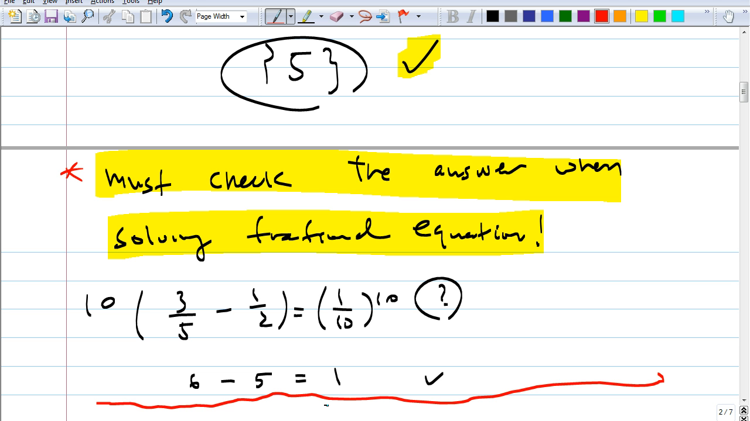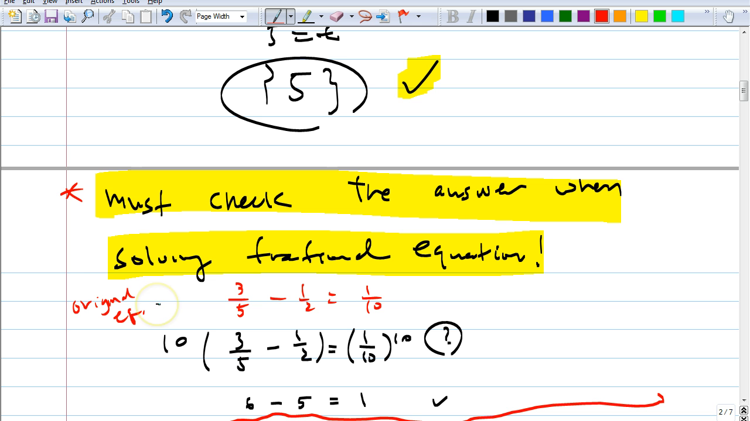So whenever you multiply both sides by some variable, you've got to check the answer, because you could be introducing more solutions. When you multiply both sides by a number, do you have to check the answer necessarily? No, that doesn't add any more solutions. But when you multiply both sides by some variables, it does. So you've got to check it always, okay?